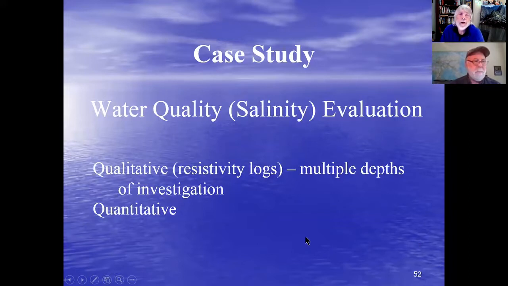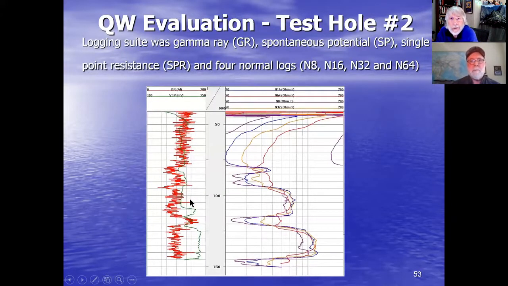All right, now we're going to look at water quality evaluation. You can get both a qualitative and a quantitative impression of your water quality. In this case, this is a test hole, where in red is your gamma ray and in green is your SP. Over here, these are your four resistivity curves from normal logs at various depths of investigation.